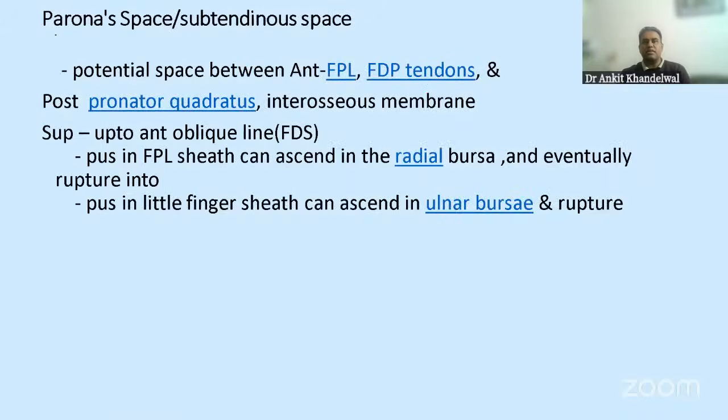See, here's the peroneal space. It can come as a question, so at least these 4 or 5 lines, try to elaborate it. This is a peroneal space, a subtendon space lying in the forearm. It's a forearm space of peroneal.